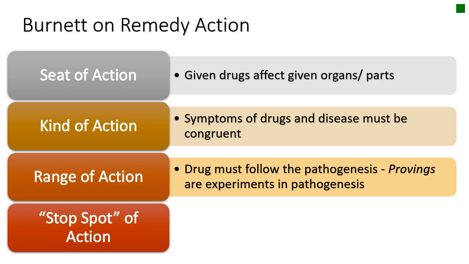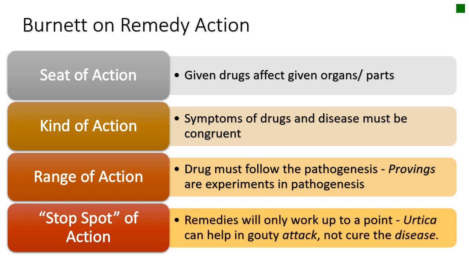And lastly, he talks about a stop spot of action. In other words, remedies will only work up to a certain point, and they will not work beyond if we have not seen the pathogenesis of that remedy going up to that point. As an example, in another book, Burnett mentions that urtica can help in a gouty attack, but it will not cure the disease, because this particular remedy cannot produce the symptoms of the disease itself, but it can mimic or come close to the symptoms which present during an attack.